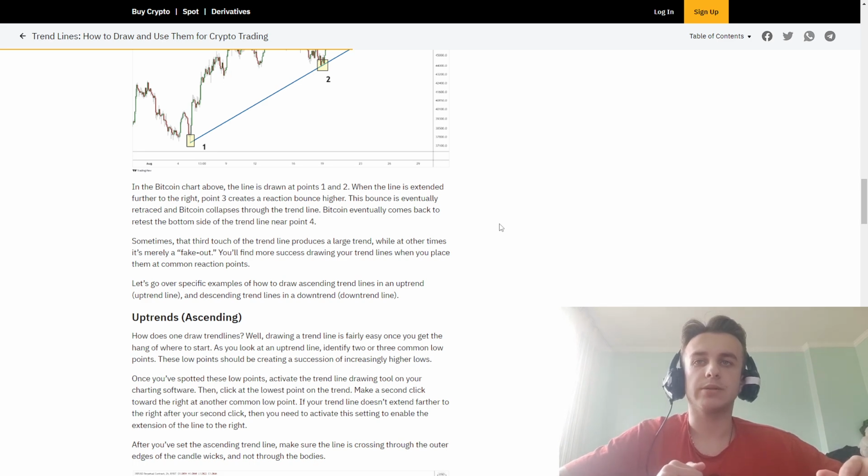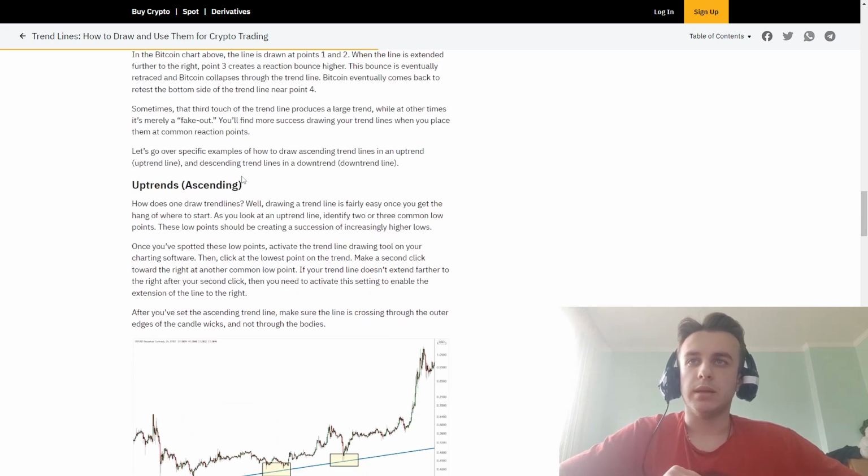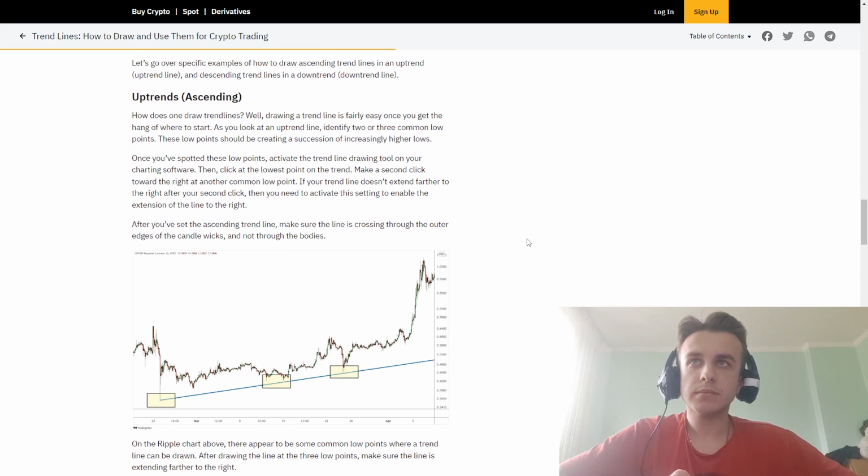Let's go over a specific example of how to draw ascending trend lines in an uptrend and descending trend lines in a downtrend. Uptrends: how does one draw a trend line? While drawing a trend line is fairly easy, you need to get the hang of where to start. As you look to draw an uptrend line, identify two or three common low points. Those low points should be created successively on incredible highs and lows.